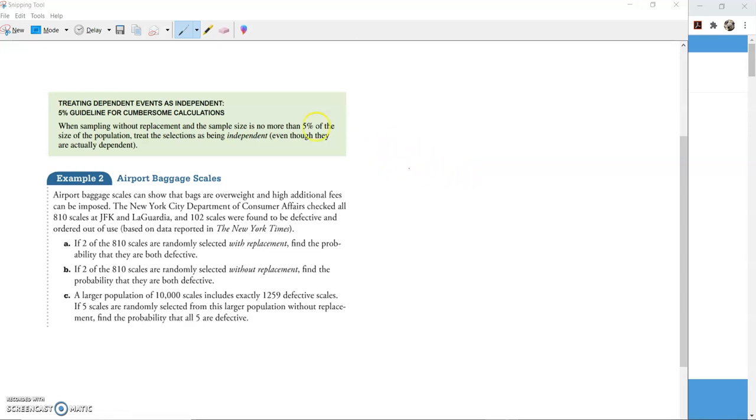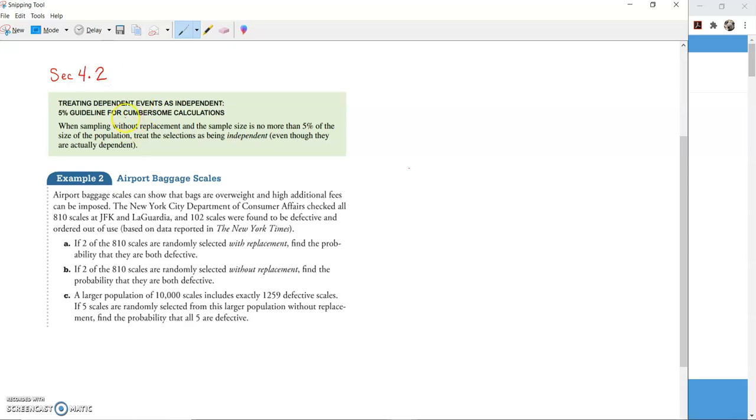Hello everyone. I'm going to try and make a quick video for you guys specifically talking about what we call the 5% rule or 5% guideline for cumbersome calculations. This is a topic in section 4.2.